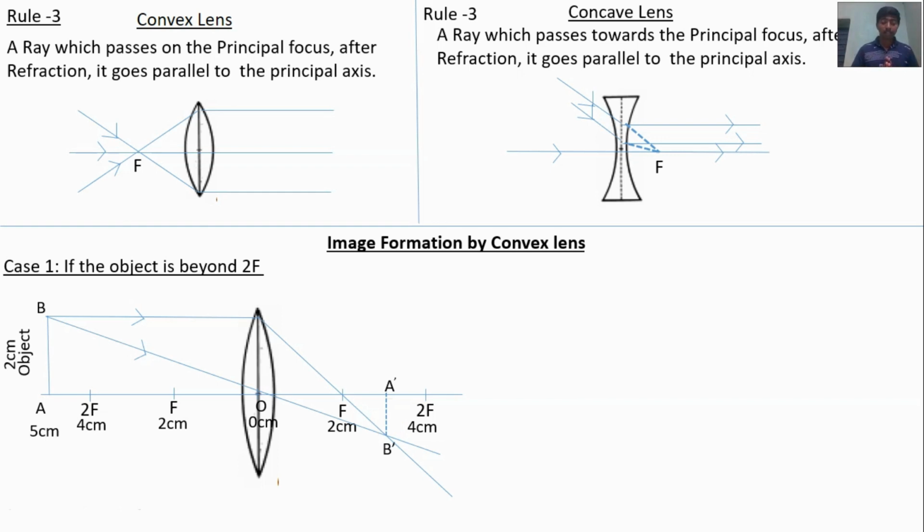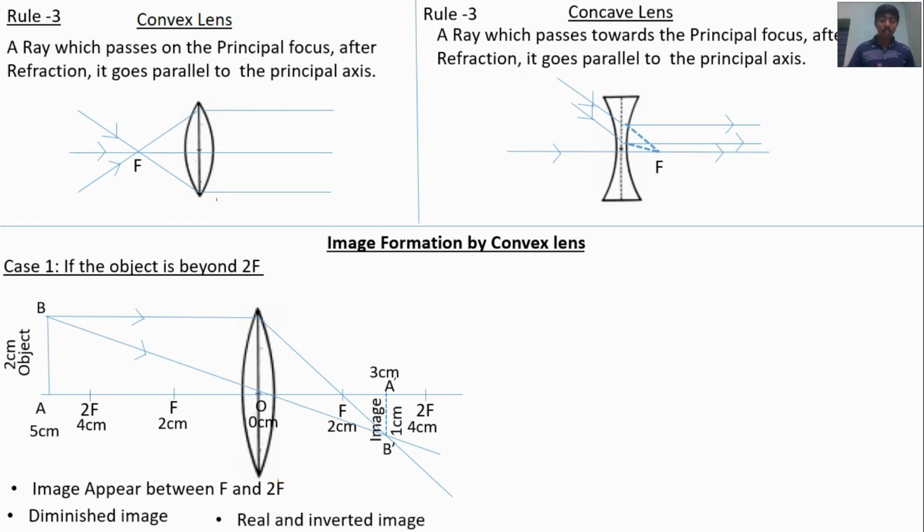Just measure the length of the image. The image length will be 1 cm. By the conclusion, if the object is beyond 2F, the image appears between F and 2F, and the image size will be diminished. Diminished image means the image size is less than the object size. It is also a real, inverted image.